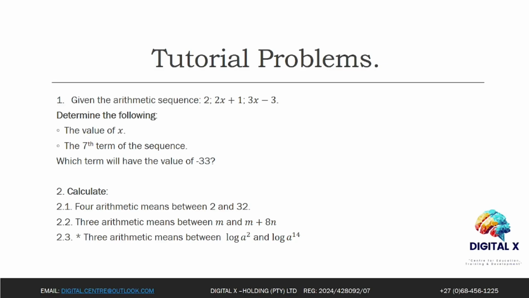2.2 says 3 arithmetic means between m and m plus n8. So you're given the two terms, m and the second term being m plus n8. And lastly, which is a bit difficult, but it's something you can attempt, you must calculate the 3 arithmetic means between log a squared and log a14. So go ahead and work on these tutorial problems, but most importantly, do not forget to have fun.